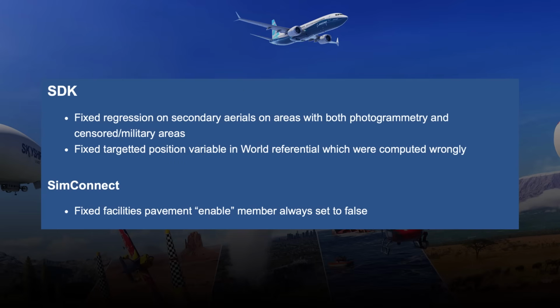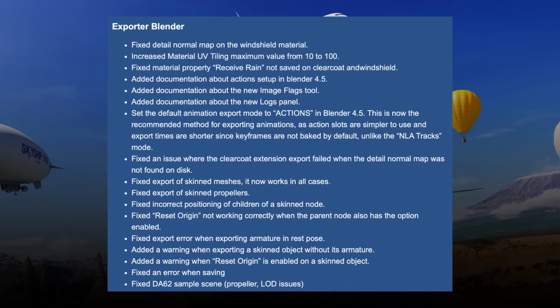On to the SDK: fixed regression on secondary aerials on areas with both photogrammetry and censored military areas, fixed target position variable and world referential, which were computed wrongly, and then SimConnect: fixed facilities pavement enable member always set to false. And lastly, we have the exporter Blender: fixed detail normal map on the windshield material, increased material UV tiling maximum value from 10 to 100, fixed material property receive rain not saved on clear coat and windshield, added documentation about actions set up in Blender 4.5, about the new image flags tool, and about the new logs panel.